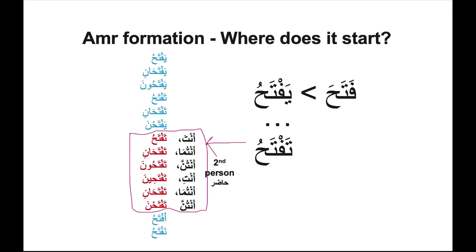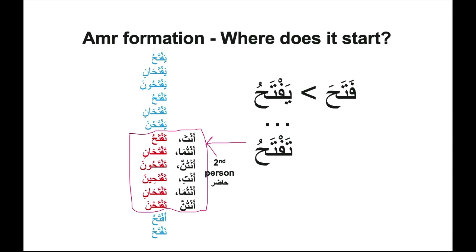The verb fataha is broken down into 14 conjugations here. Fataha, yaftahu. So from yaftahu we are going downward, and we are looking for the second person verbs in order to make Amr formation. So let's go through the chart. Yaftahu, yaftahane, yaftahuna, taftahu, taftahane, yaftahna. This is where second person starts. This is where the command, order, request will be addressed to. So anta, antuma, antum, anti, antuma, antunna. The corresponding verbs for these are taftahu, taftahane, taftahuna, taftahina, taftahane, taftahna.